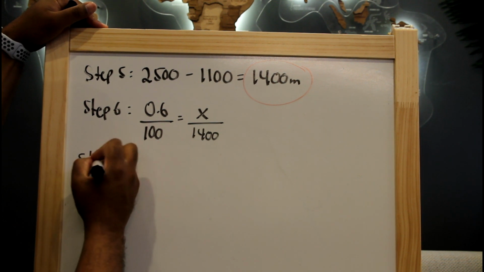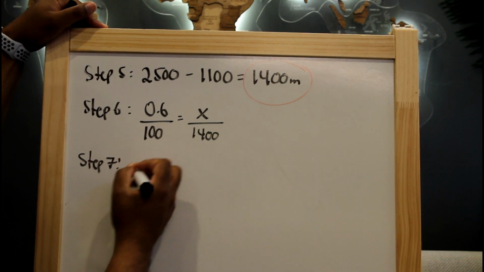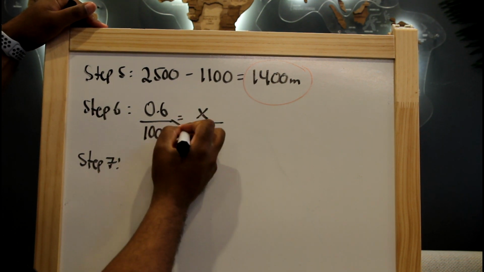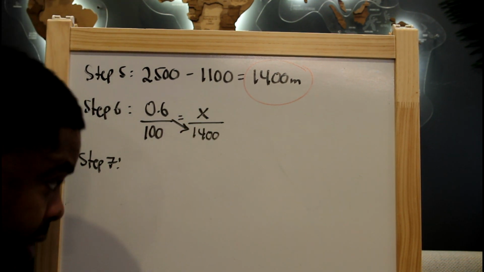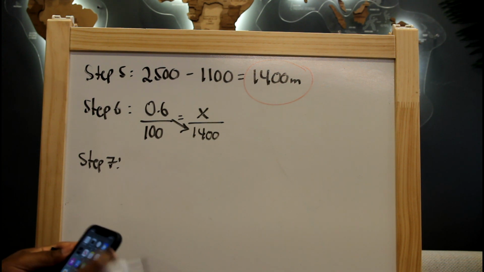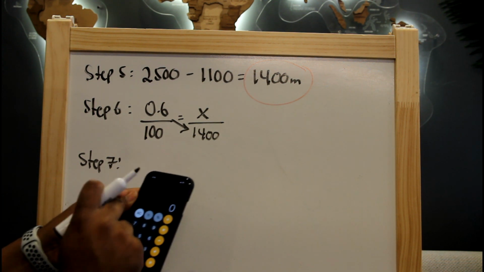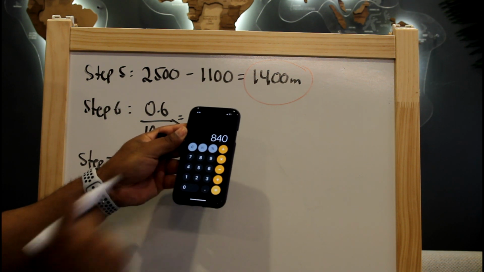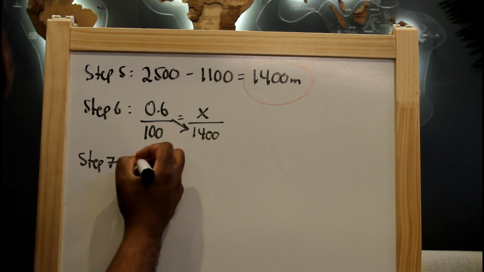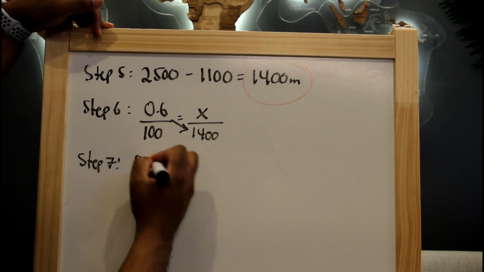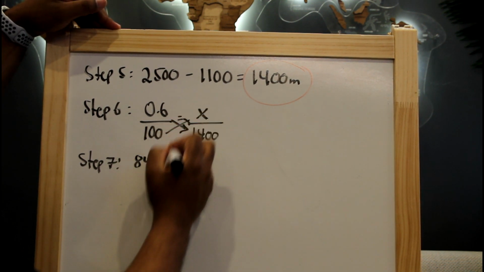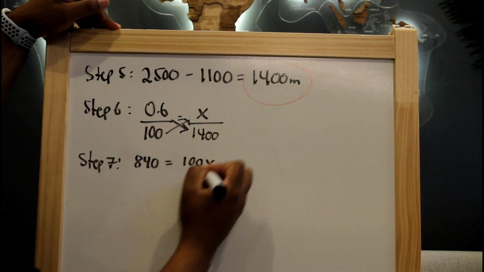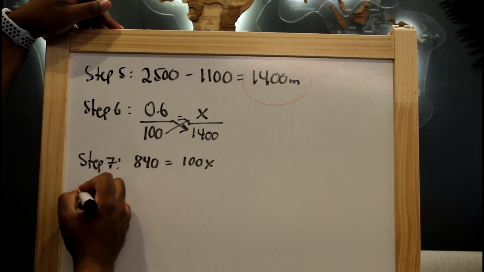Okay, so for step 7, we're going to cross multiply. So 0.6 times 1,400. Just going to grab my calculator quickly. 0.6 times 1,400 gives us 840. And then we're going to go 100 times x, which gives us 100x.